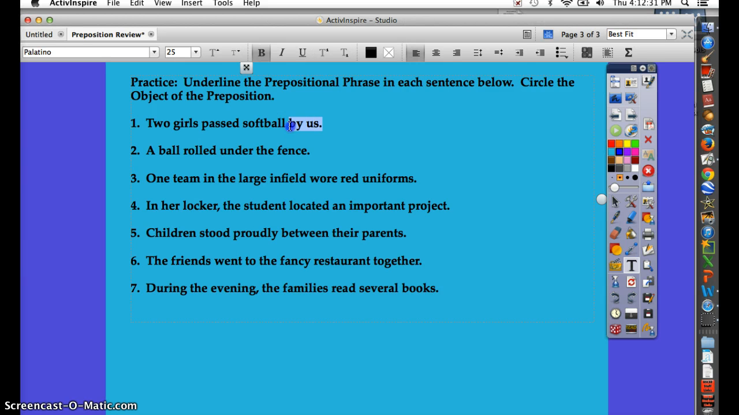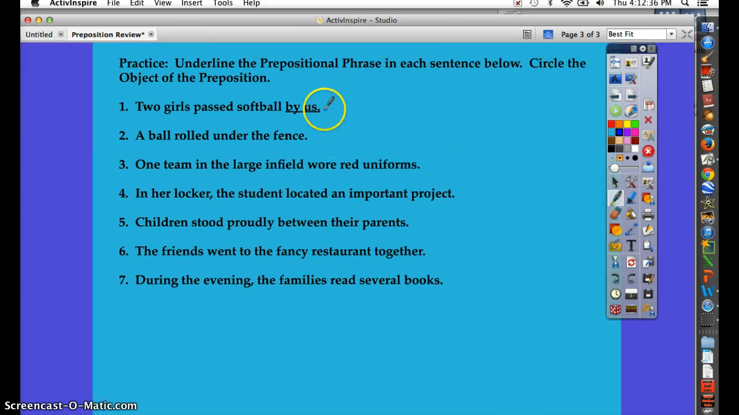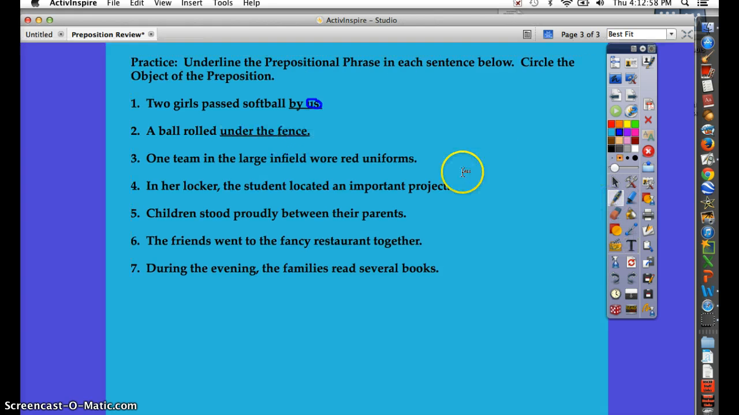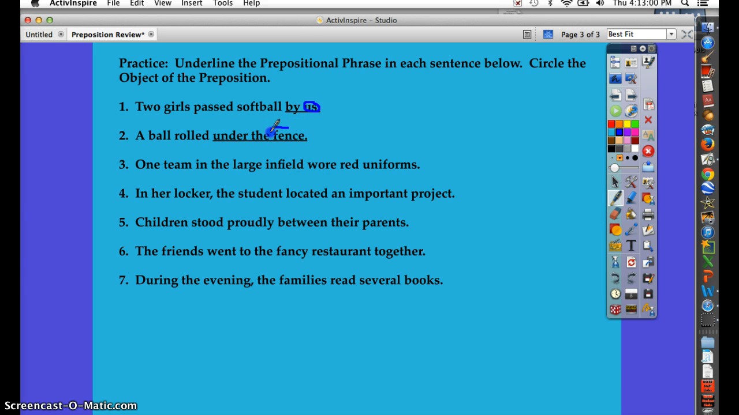Okay, by us would be the prepositional phrase, and the object of the preposition is us this time, being the pronoun that ends the prepositional phrase for number 1. Number 2, a ball rolled under the fence. Okay, for this one, we have under the fence as the prepositional phrase, telling where the ball rolled that time, and fence would be the object of the preposition for number 2, ending the phrase again.